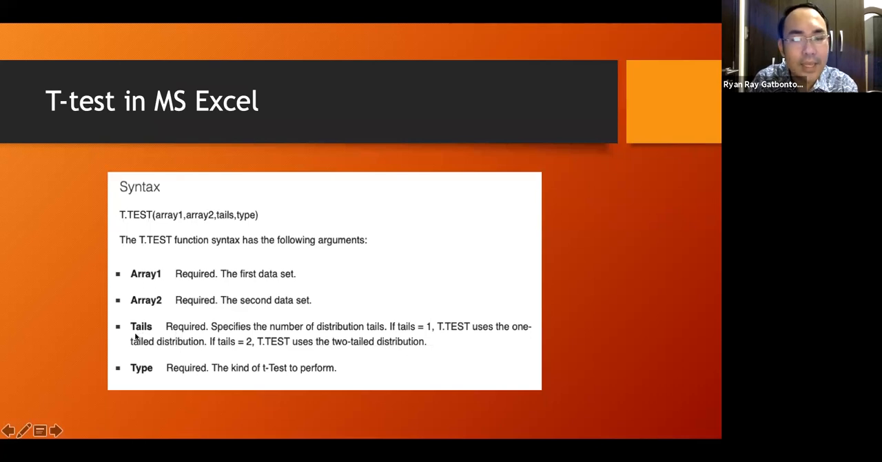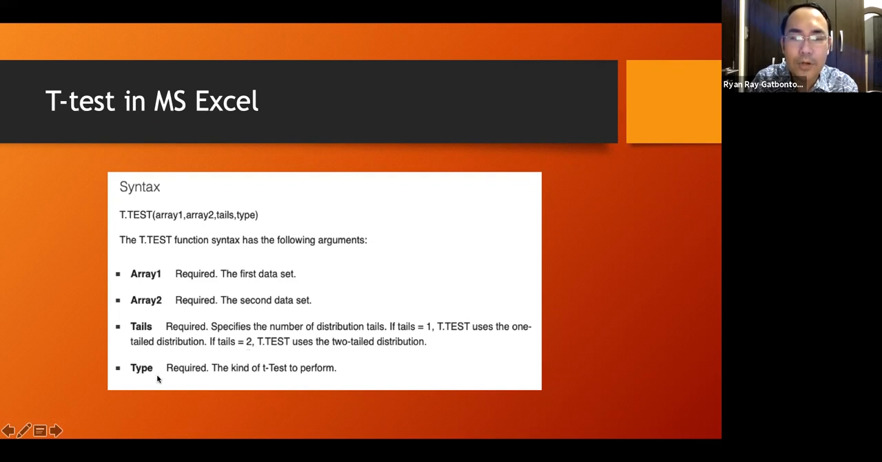Now the tails, as we have discussed in our previous video, will determine if you will be using a one-tailed or two-tailed test. To determine if you will use a one-tailed or two-tailed test, you have to recheck your hypothesis. If the hypothesis is directional, you use a one-tailed t-test. If your hypothesis is non-directional, you say that it is a two-tailed test.